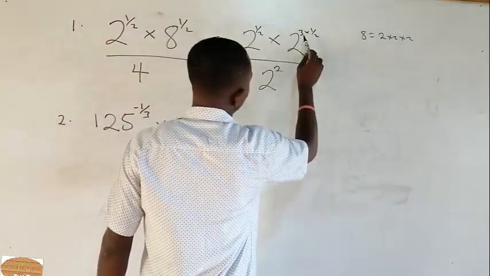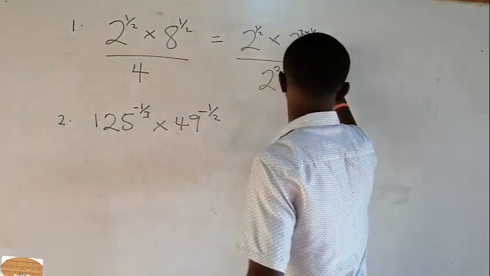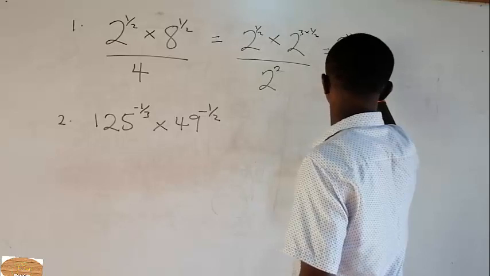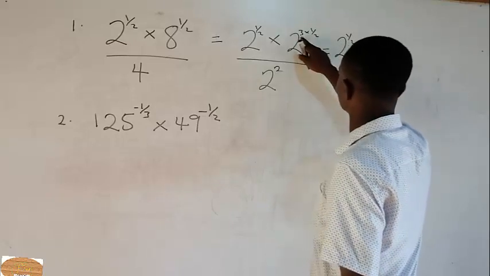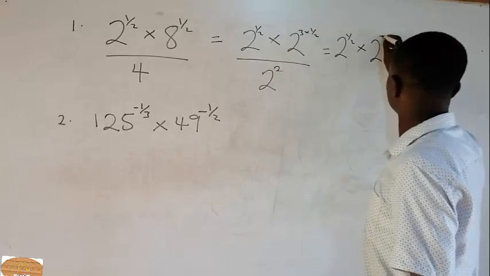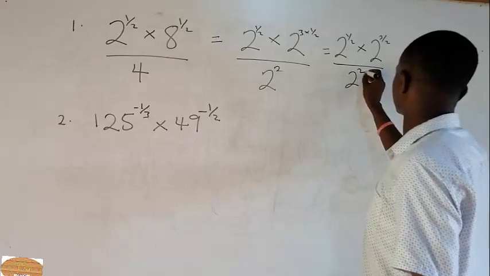So let me multiply this one. 3 times half, take away 2 half times. So 3 and half, 3 times 1 is 3. So 3 over 2, over 2 to the power 2.